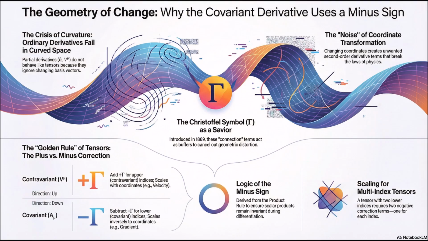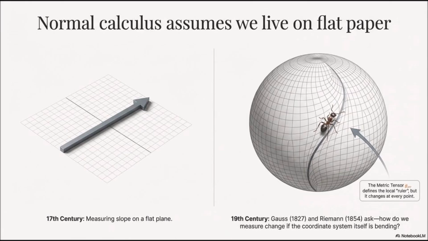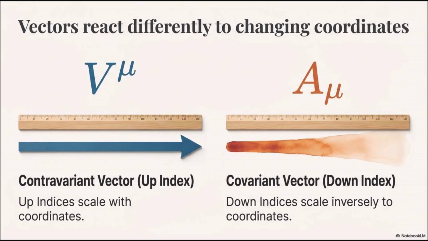Elwin Bruno Christoffel. If this manuscript is a movie, Christoffel's the guy who hacks the mainframe. He realized that if your changing coordinates are messing up your calculus, you need to invent a mathematical mechanism to explicitly offset those changes. He engineered a correction term, a localized shock absorber for calculus. The text introduces his legendary discovery.